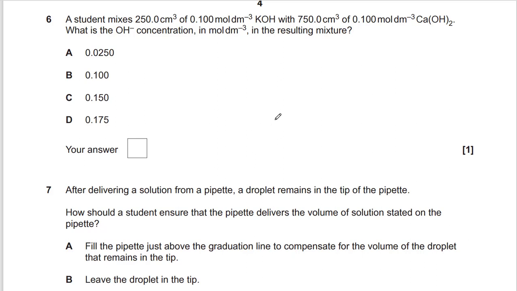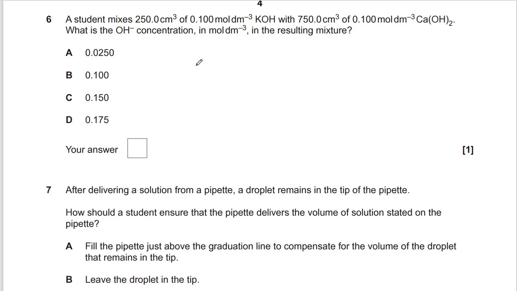Right. A student mixes some potassium hydroxide with calcium hydroxide. They want to know what the concentration of the OH minus is in the ensuing mixture. So essentially, all we're going to do here is just work out the amount of hydroxide in moles in each part and then just work out a new concentration.